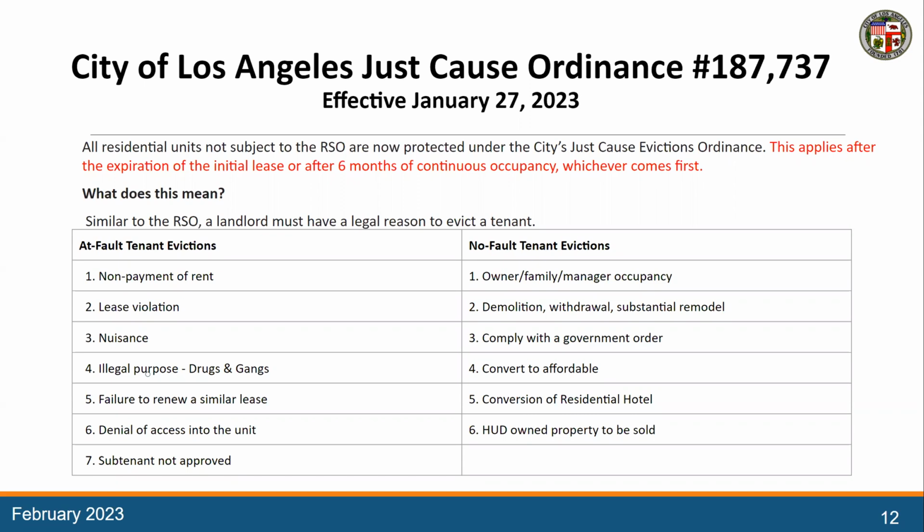No-fault tenant evictions include evictions for the purpose of owner, family, or manager occupancy, evictions for the purpose of demolition, withdrawal of the rental units, or substantial remodel of the units, compliance with a government order, conversion of the unit to an affordable housing development, and conversion of a residential hotel. And finally, if the property is owned by HUD and it will be sold. These are the legal reasons to terminate tenancy, which are identical to the ones under the RSO.